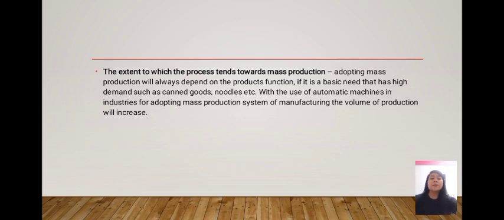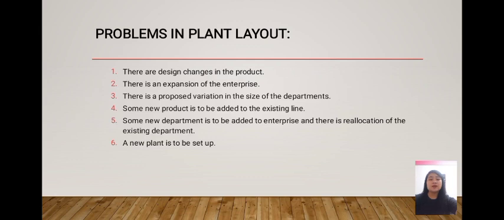So there are problems in plant layout management. They may arise when there are design changes in the product, there is an expansion of the enterprise, or there is a proposed variation in the size of the departments. Next, some new products are to be added to the existing line, some new department is to be added to the enterprise, or there is reallocation of the existing departments. And last, a new plant is to be set up.